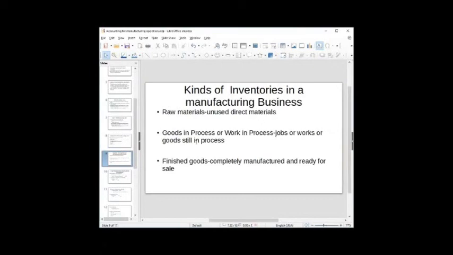Now, once the work in process is finished, the inventory under it will be a finished goods inventory, completely manufactured and ready for sale. So in the manufacturing business, we have these three kinds of inventories. At first, it is the raw materials, and then it will be turned into goods in process or work in process, and then it will be finished goods.